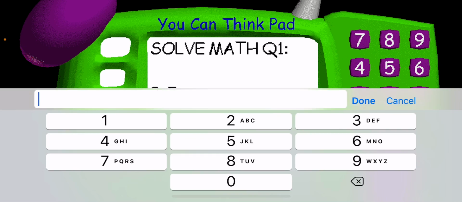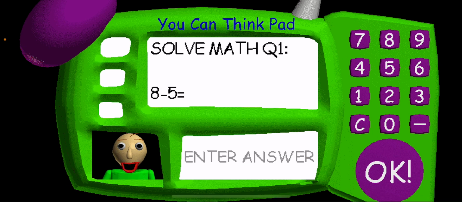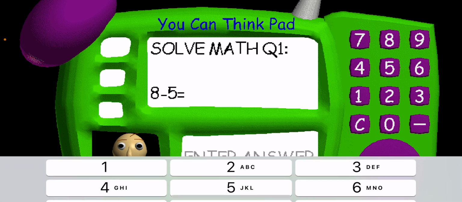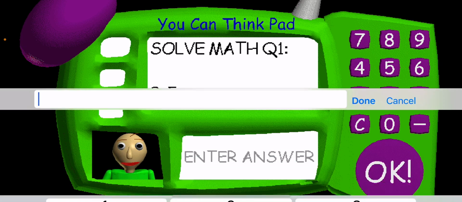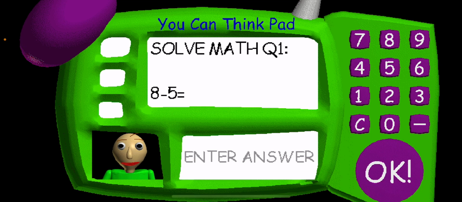It's 3. Problem 1: 8 minus 5 equals. It's 3. Why won't my thing work? My thing won't work. It won't let me get on this. Oh, I can just do 3.